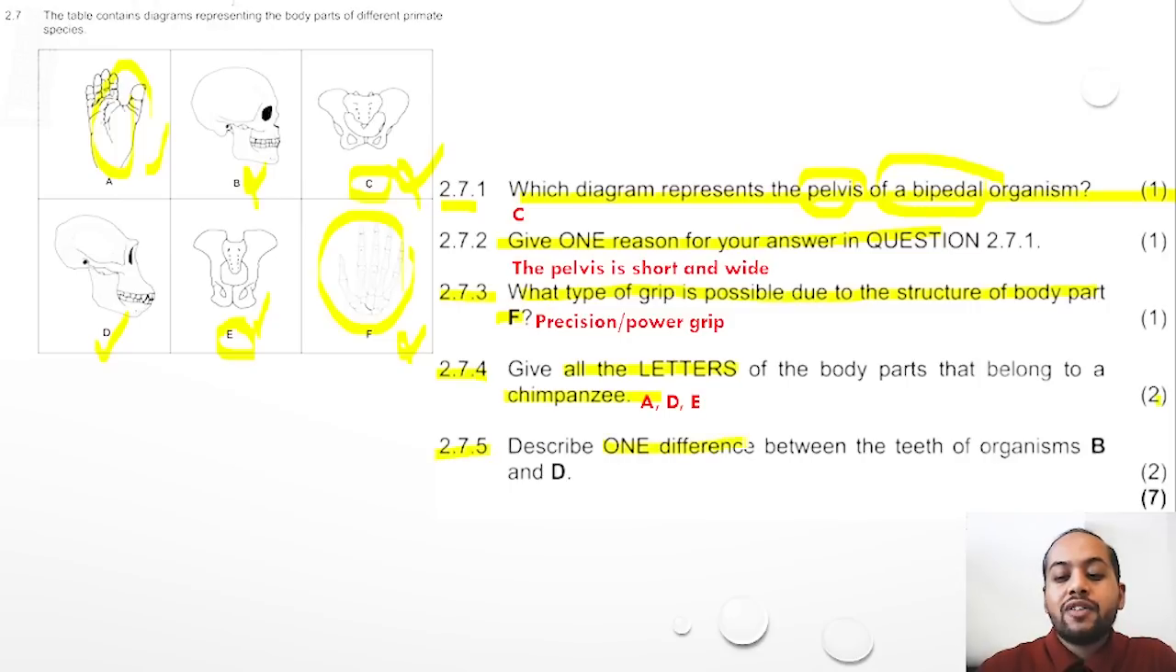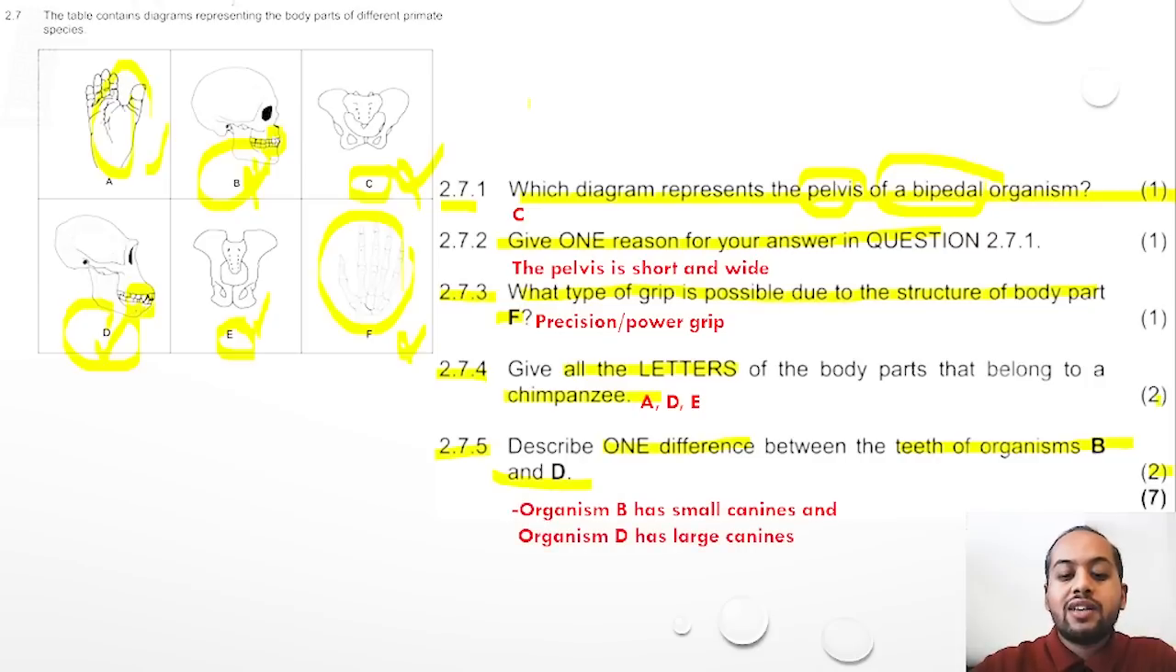2.7.5, describe one difference between the teeth of organisms B and D for 2 marks. Between organisms B and organism D, the teeth, how are they different? Organism D is an ape and organism B is the modern day human, also referred to as the Homo sapiens. D has larger canines and B has smaller canines. That's one difference. So organism B has small canines and organism D has large canines. You could also say that organism B has no diastema, so no gaps in between the incisors and canines, but organism D has the diastema.